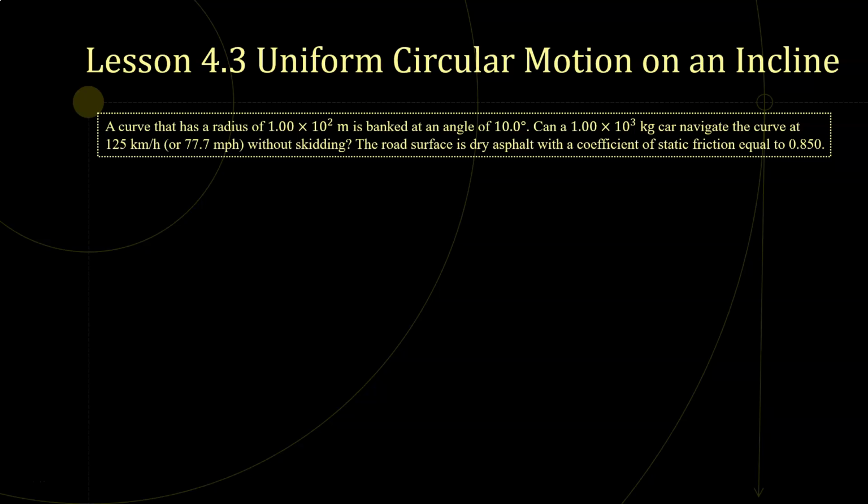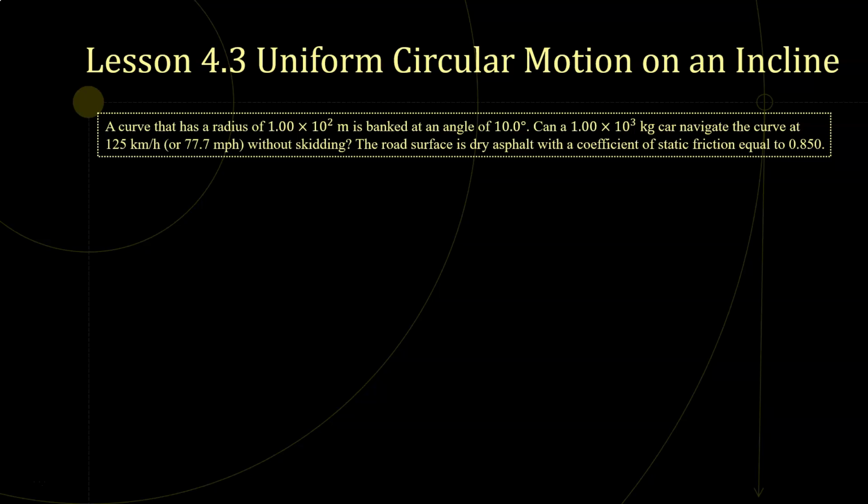Now, just initially, I'm looking at this problem. 100 meters isn't really that big of a radius for a curve when you're driving a car. And 10 degrees is a very, very small incline for a banked curve. So my initial thought here is that this car is going to go skidding off the roadway because there's no way it'll make the curve with that speed and that tiny bank incline.